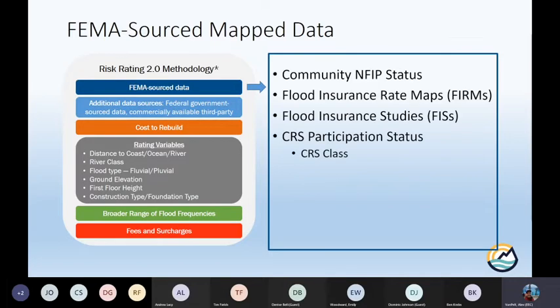So I mentioned, FEMA source data, that's still going to be sticking around. What's your NFIP community participation status? Are you participating? Are you on suspension? Are you on probation? Are you not participating? All that's going to factor in. The floodplain maps, the flood insurance studies, those are still going to be factored in. And then your CRS participation status. So what's your CRS class if you're participating? That's going to be factored in.